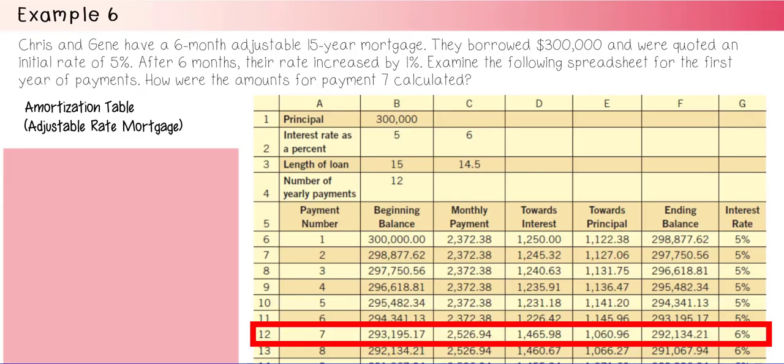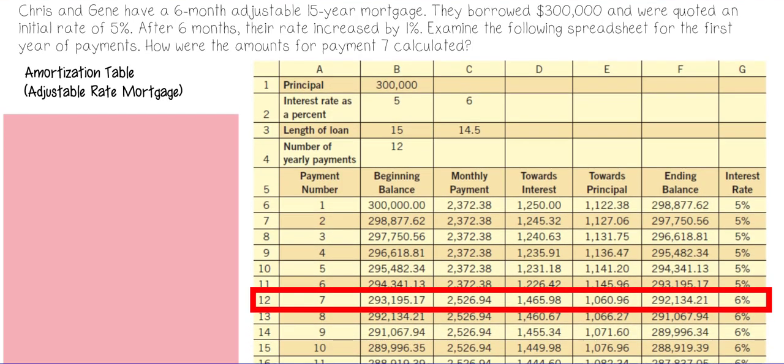Another situation is where we have an adjustable rate. In this example, Jean and Chris have a 6-month adjustable rate mortgage. It's a 15-year mortgage. They borrowed $300,000 and were quoted an initial rate of 5%. After 6 months, the rate increased by 1%. So let's look at this spreadsheet and see what happens with it.